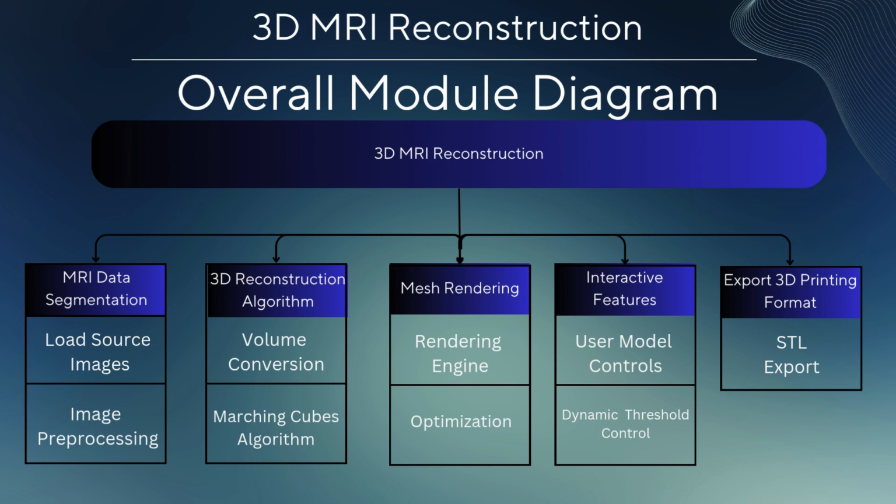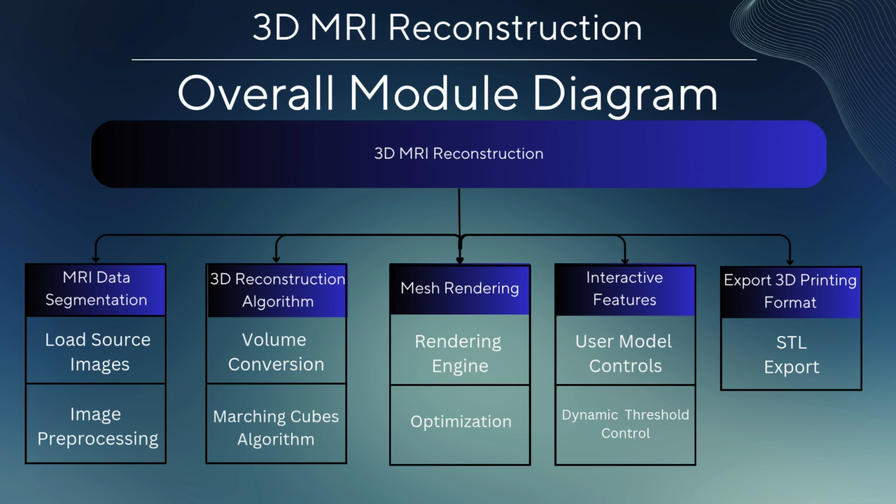This is the central process that integrates various functional modules to transform 2D MRI scans into a usable and interactive 3D model. We begin on the left with MRI data segmentation. This module handles two key tasks. First, it loads the source images, typically a stack of 2D MRI slices. Then it proceeds with image processing, which includes enhancing image quality and isolating the relevant anatomical structures for further processing.